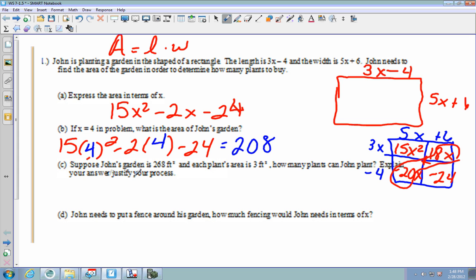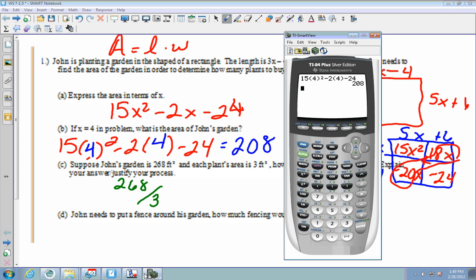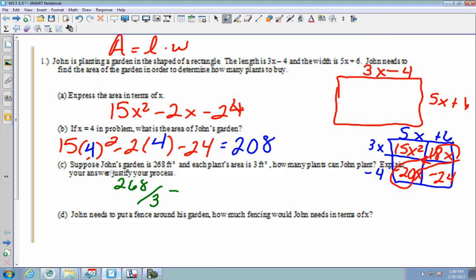Now it says suppose John's garden is 268 square feet and each plant's area is 3 feet squared. How many plants can he plant? Well, let's take 268 and divide it by 3. If I took 268 divided by 3, it gives me 89.333. I know that's not what the area was that we found. They're just giving us a number.